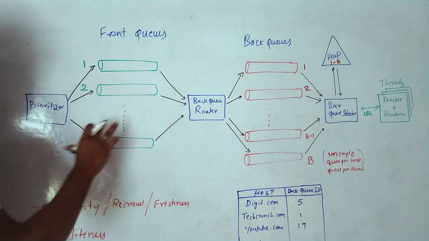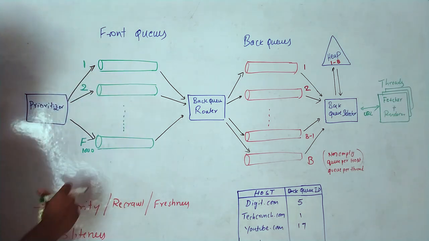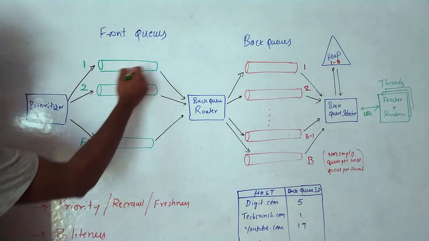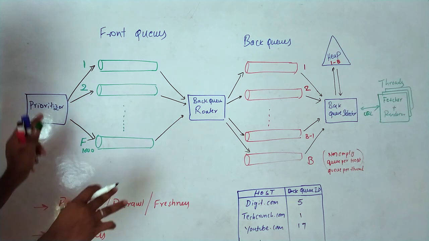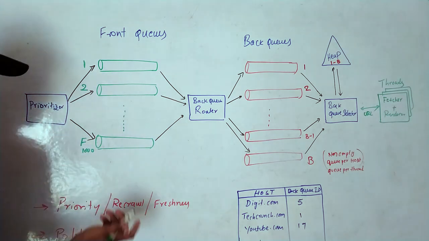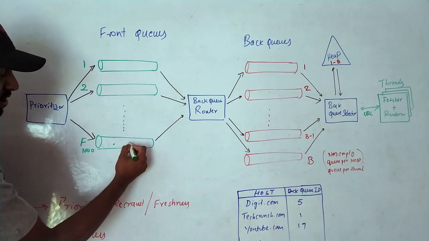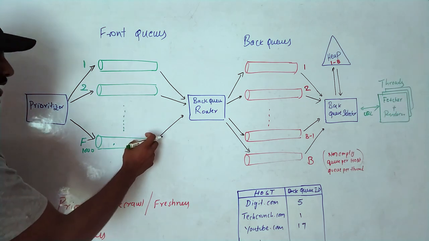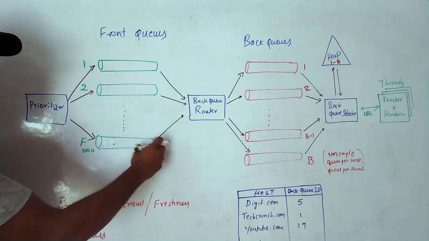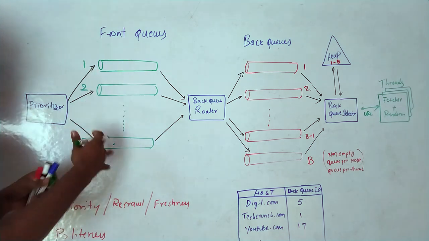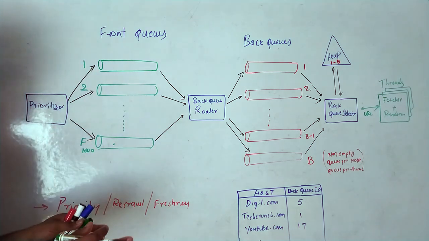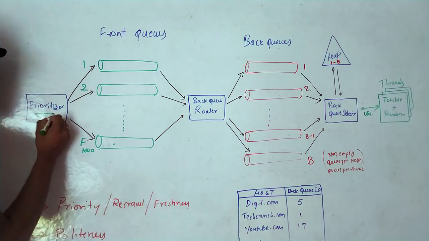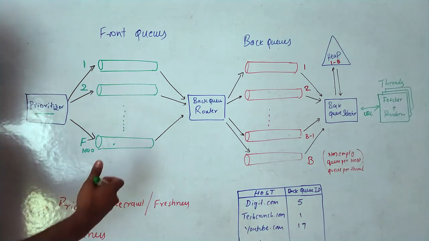Now, what does this contain? It contains the URLs. That's it, nothing much fancy about it. It could be a mix of URLs. Say there could be one TechCrunch, one something else, or there could be a number of TechCrunch URLs, some CNN, something like that. It's a mixture. The higher the priority of the URL, the higher the queue number it goes to, and it's all up to the prioritizer to decide what priority we should give to that URL.